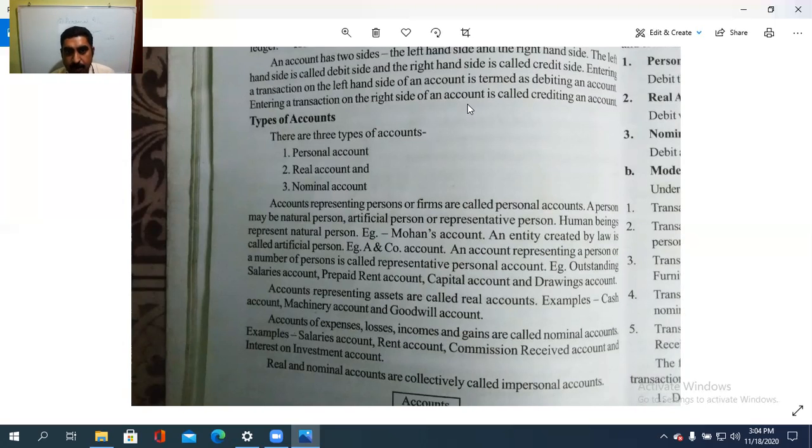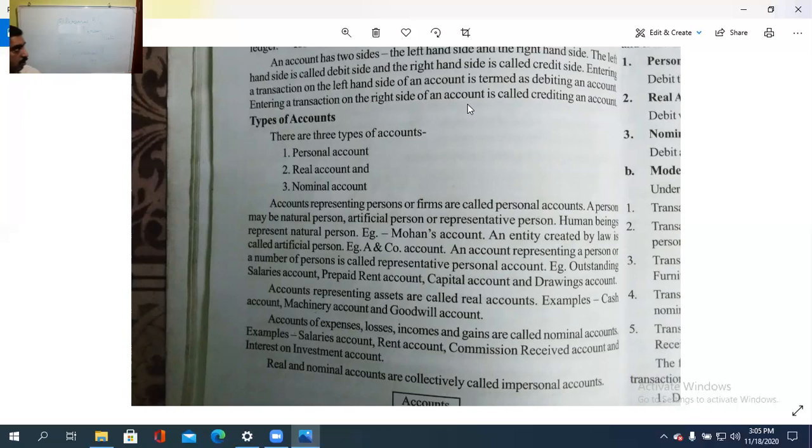An entity created by law is called an artificial person. For example, Suzuki and Company, Maruti Suzuki Limited. An account representing a person or a number of persons is called a representative personal account, like outstanding salary, prepaid rent, capital, and drawings account. So that is the case.